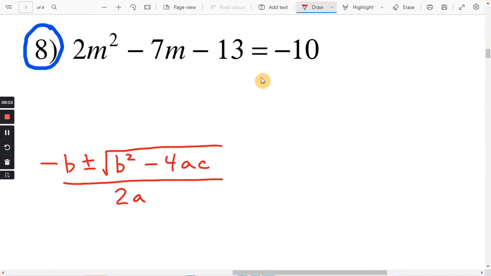Okay, please pause and try number 8. And again, remember your first step is to set it equal to 0. Okay, and I left the formula here for you, so please try it. Number 8.